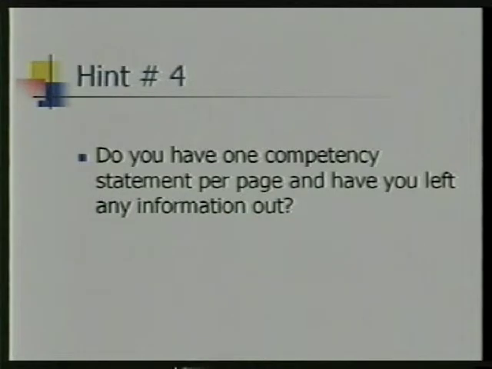Hint number 4. Do you have one competency statement per page, and have you left any information out? Well, we have talked about competency statements needing to be comprehensive, and that's obvious. And I tell people, if you've got 25 competency statements, put them on 25 pages. It's easier for the instructor to read them, the evaluation committee to look at them. Plus, it spurs you on to provide the documentation that you need to expand your competency statements. So that's important. Expand it. Be sure that your competency statements are about 1 per page.